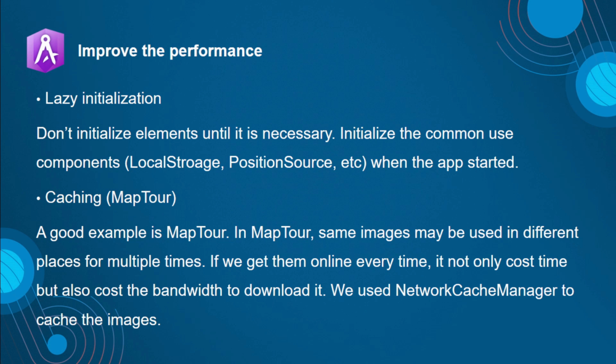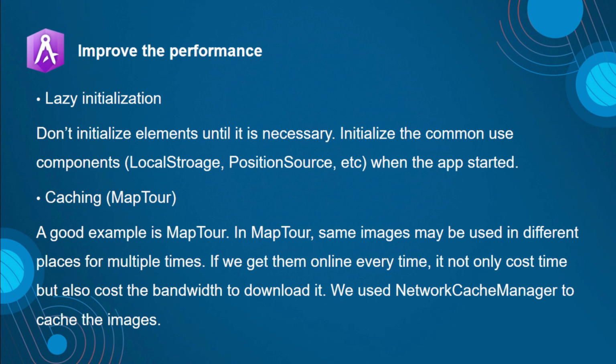And we can also use a network cache manager to cache the images for you. A good example is the map tool. In the map tool, we use the same image in different places multiple times. So if we have 100 maps in one tool, it may cost a lot of time if we download the image every time. The Image component can only cache things in memory if you do not destroy that component. We need to save these images in local files to make it work.